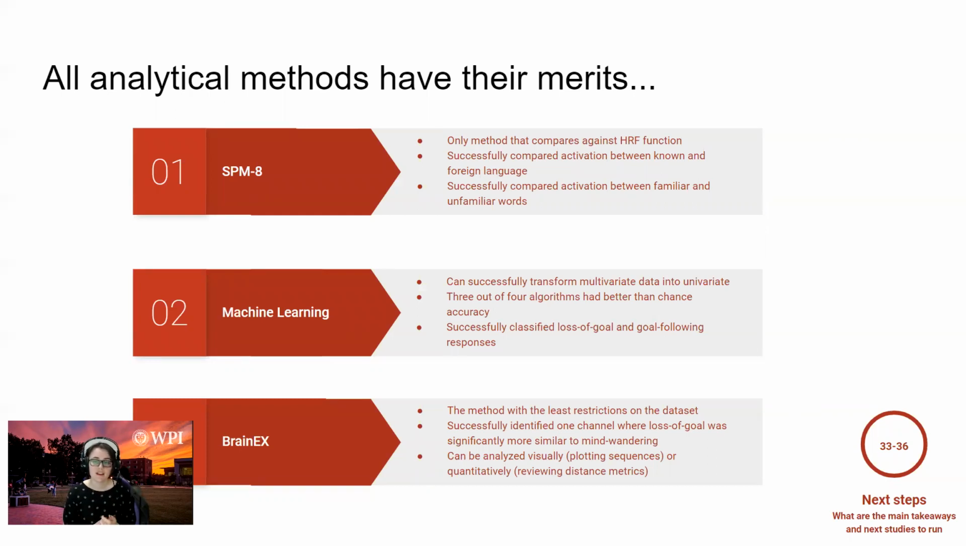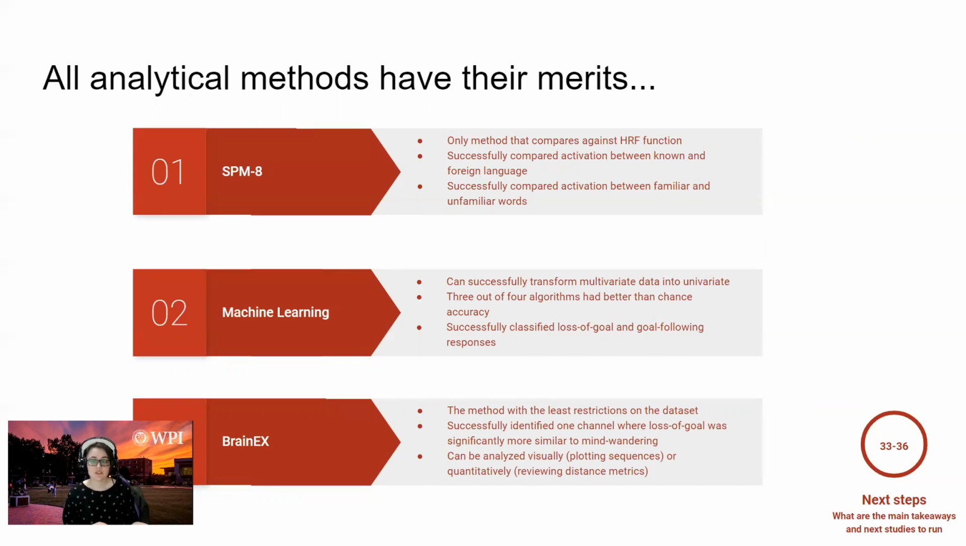And then with BrainX, this method has the least restrictions on the data set. You can do pretty much anything with it as long as you have a data sheet to give it, which is good and bad. It's successful at identifying one channel where the loss of goal was significantly more similar to mind wandering, which is great. It means that our hypothesis could be true. We want to see this in more channels. We only used four in this instance. But yeah, we need to do a bit more exploration there.